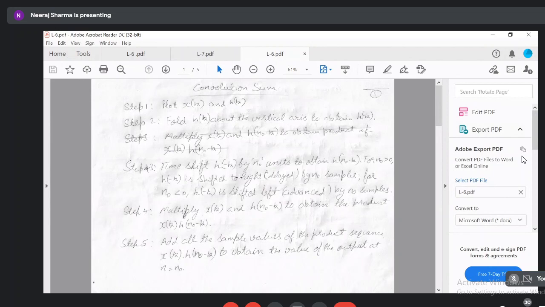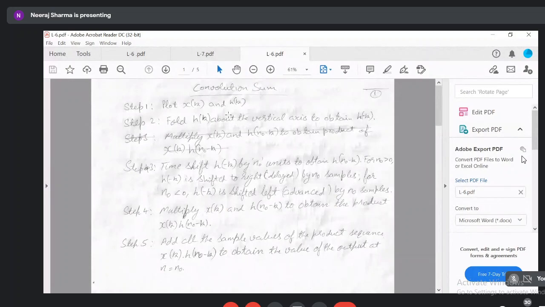So the first step is that x[n] and h[n] will be given to you in the numerical problem. So step number 1 is to plot x[k] and h[k]. You have to sketch the graph of x[n] and h[n], right? We have replaced n with k. We have done that because the summation is taken over k, right? So in a numerical problem, x[n] and h[n] will be given to you. Replace n with k, where k is also an integer number, right? So you have to plot the given signals, that is x[k] and h[k]. This is step number 1.